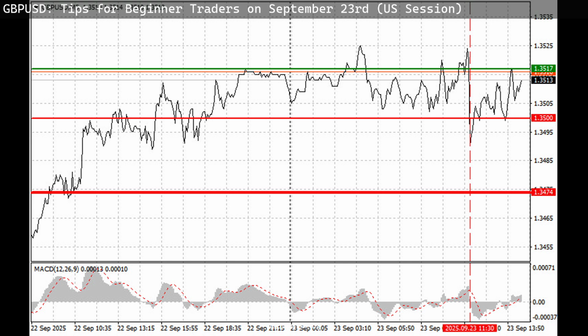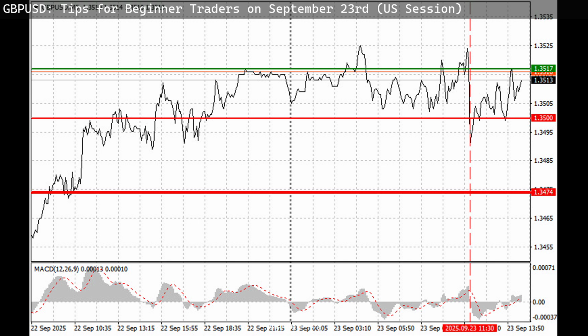Important! Before buying, make sure the MACD indicator is above the zero mark and just beginning to rise. Scenario 2. I also plan to buy the pound in case of 2 consecutive tests of 1.3497 at a time when MACD is in oversold territory. This will limit the pair's downward potential and trigger an upward reversal. Growth toward 1.3526 and 1.3564 can then be expected.